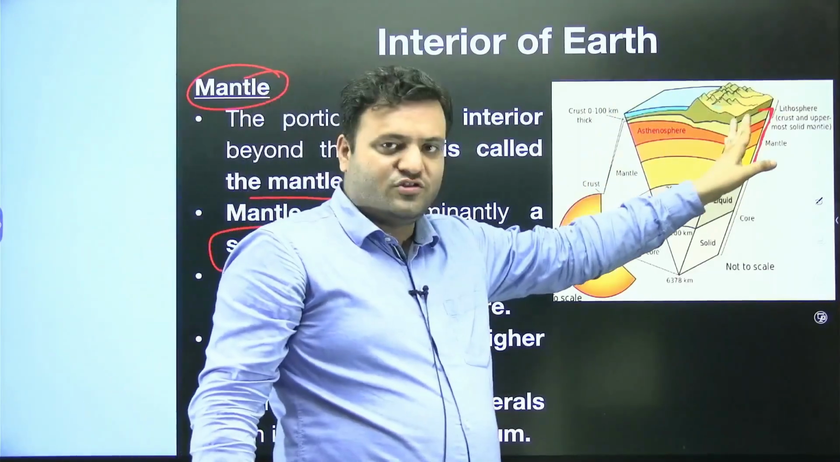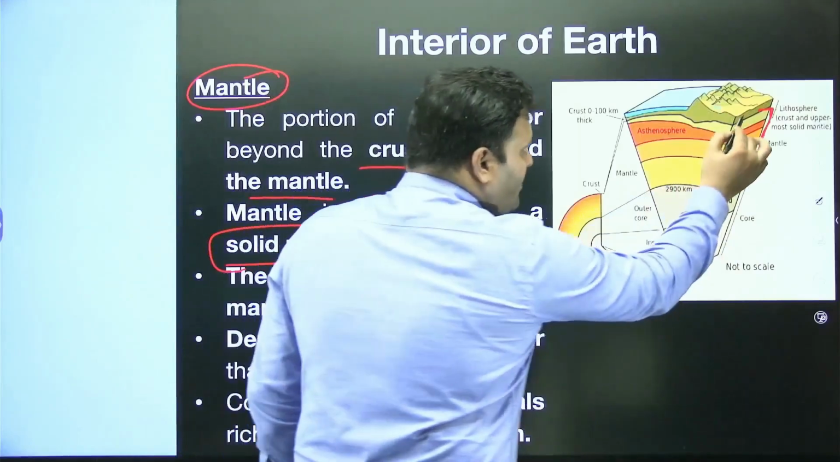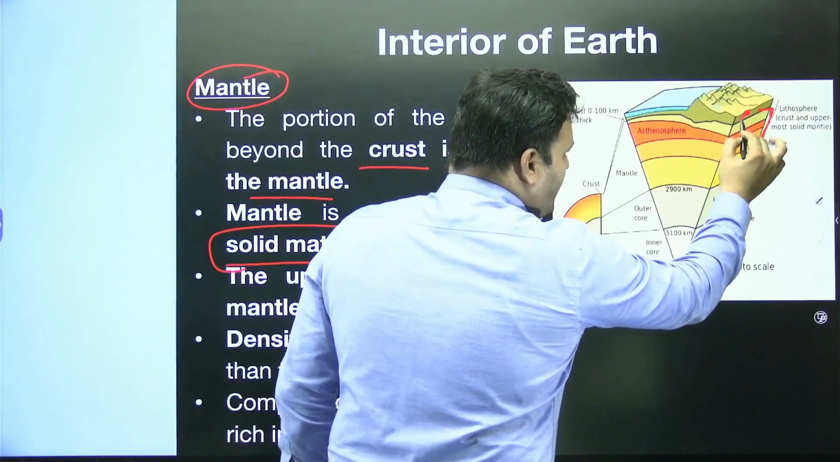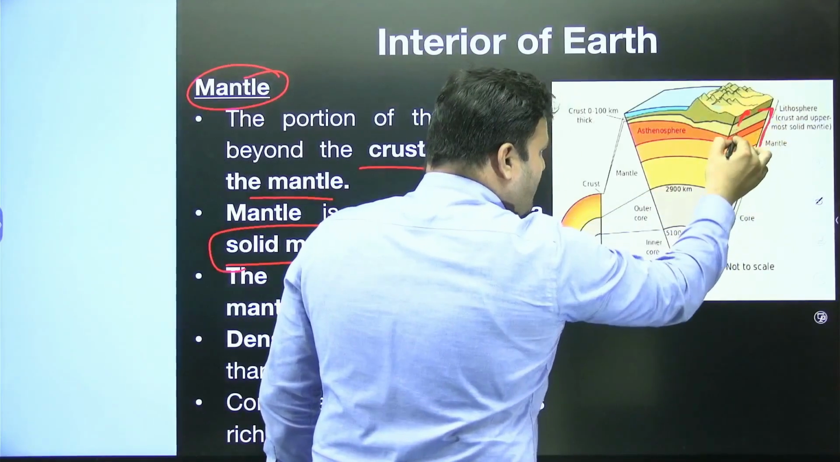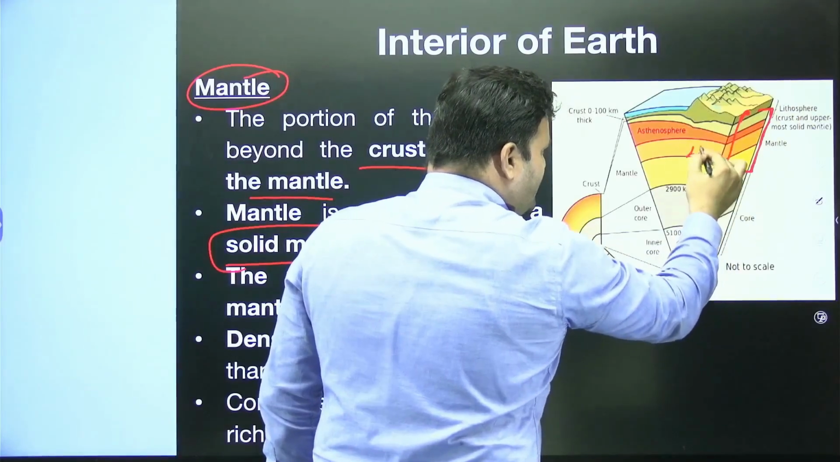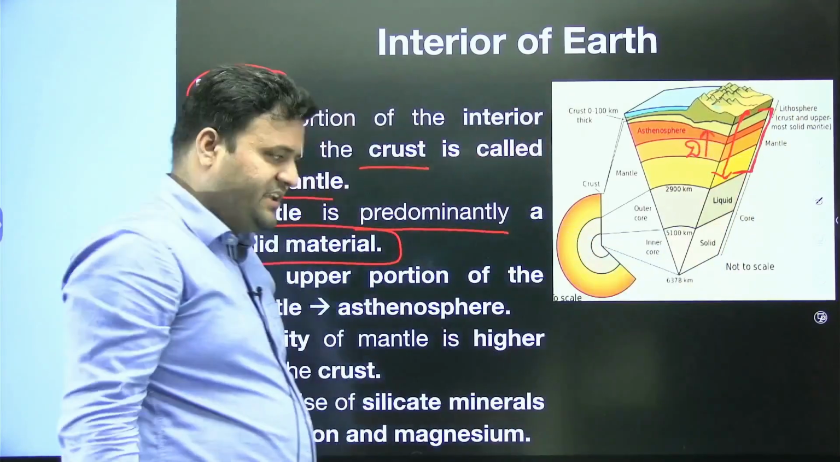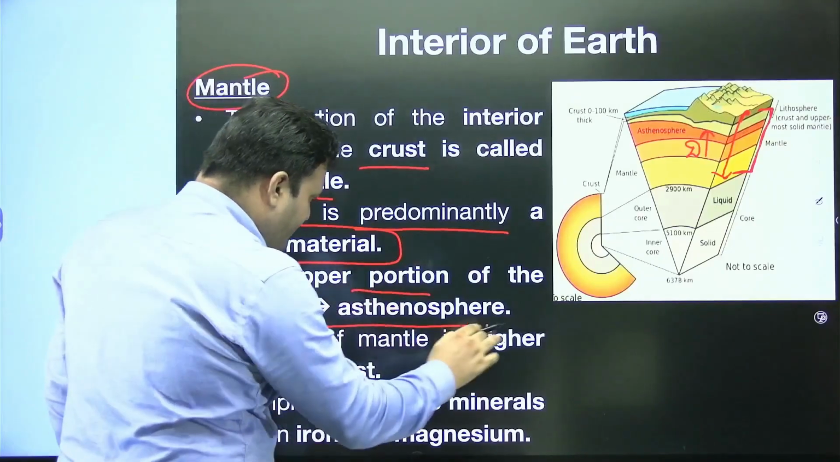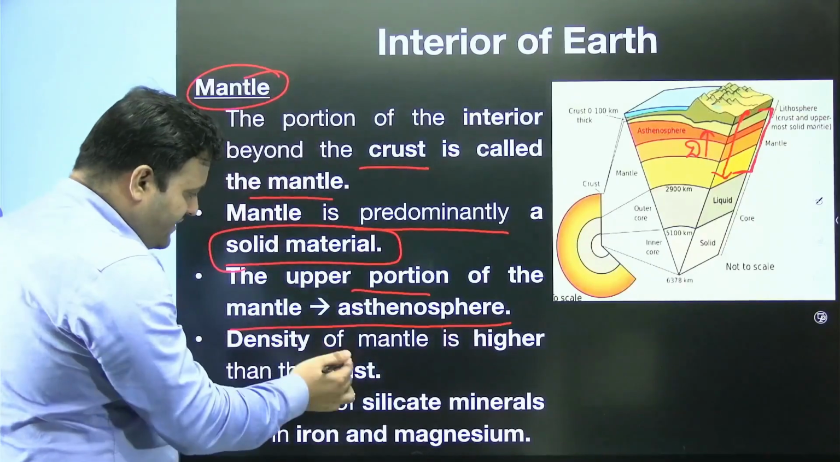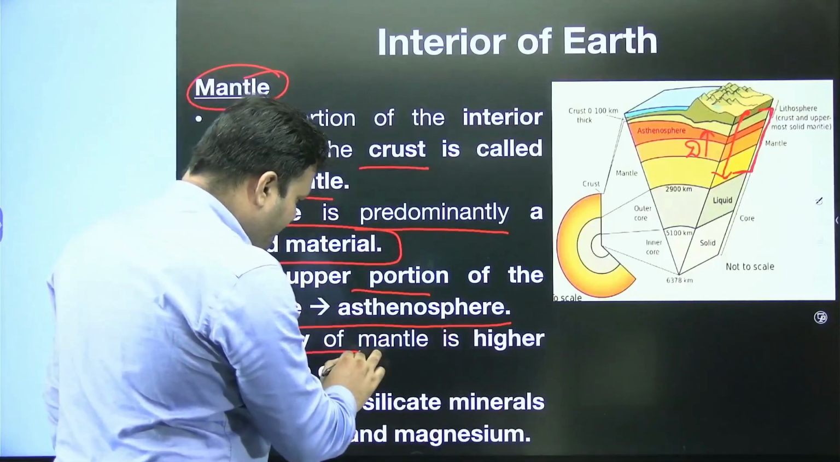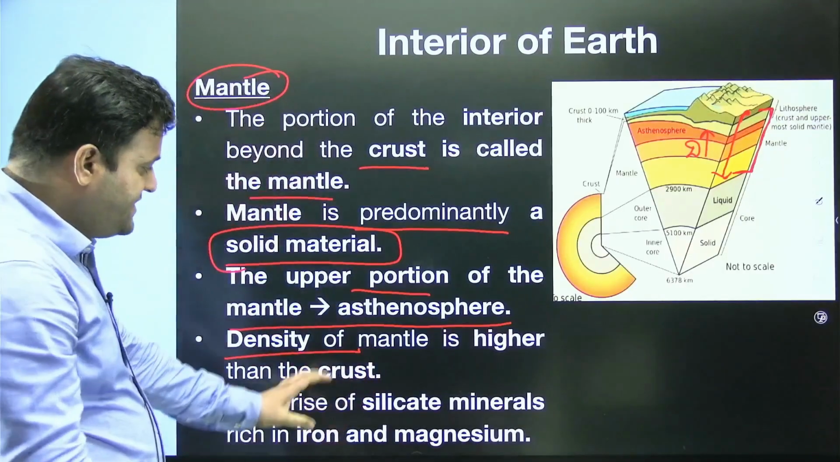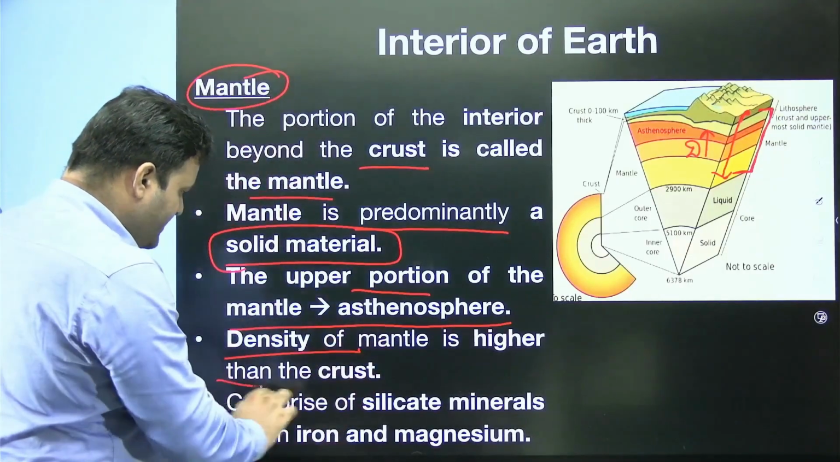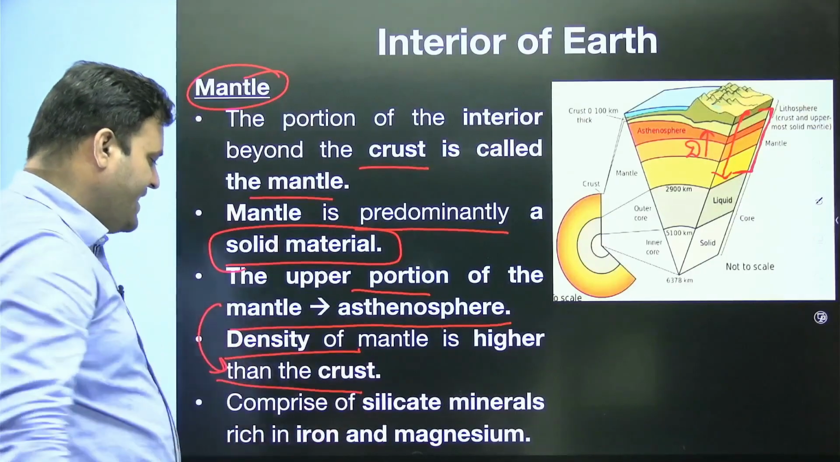Whereas if you see the density of rocks, if you are in the upper mantle and you are moving towards the lower mantle, the density of rocks will certainly increase. The upper portion of the mantle is basically the part of the asthenosphere, and the asthenosphere's density will be higher than the crust.